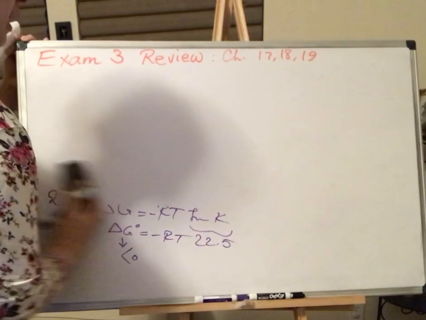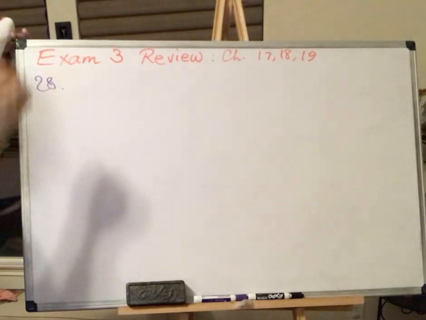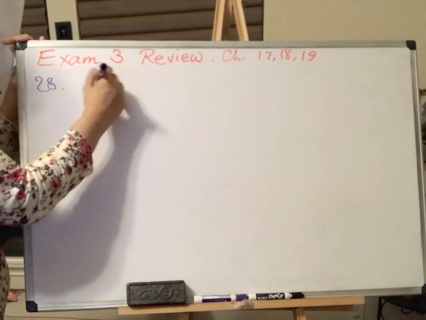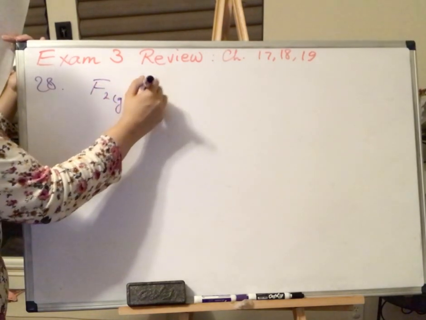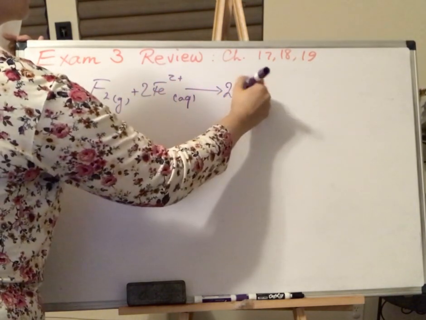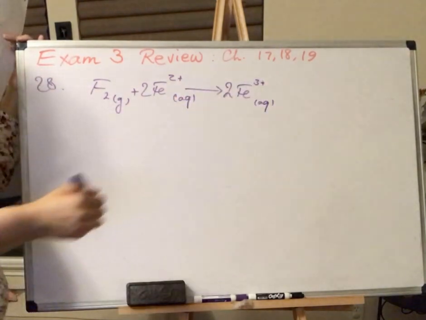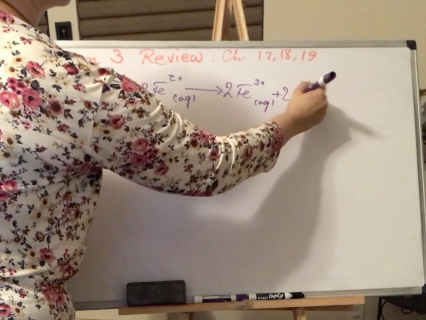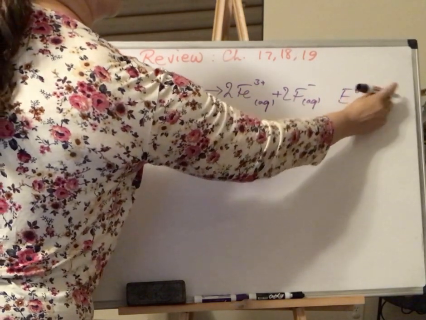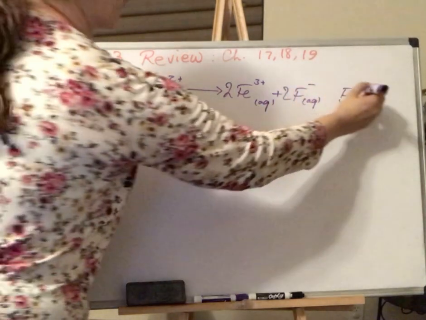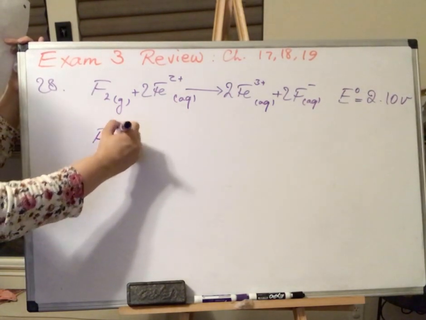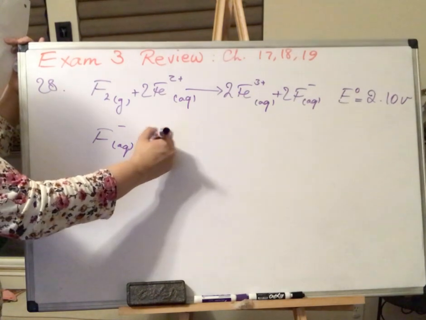Question number 28. If the value of E standard for a cell is 2.10 volts for this reaction, F2 gas plus 2Fe2+ aqueous gives 2Fe3+ aqueous plus 2 fluoride aqueous, and the cell potential is 2.10 volts, then what would be the potential for this?